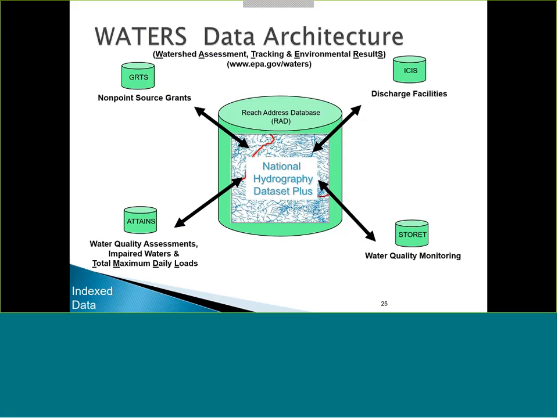Now, this diagram is a classic. Tommy has shown this. It's a classic diagram of the WATERS data architecture at EPA. This is a central starting point to get to the data and get to the data linked to NHD. Non-point source grants, we have TMDLs, water quality assessments, all our STORET monitoring data, discharge facilities, and there are several other databases that are linked in through the WATERS database. So there's a lot of data, a lot of work already done for you, where you can get this information when you're working with NHD+.